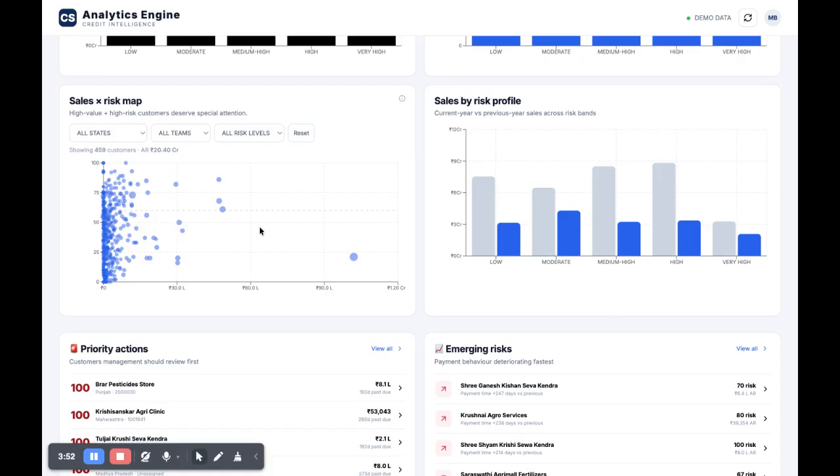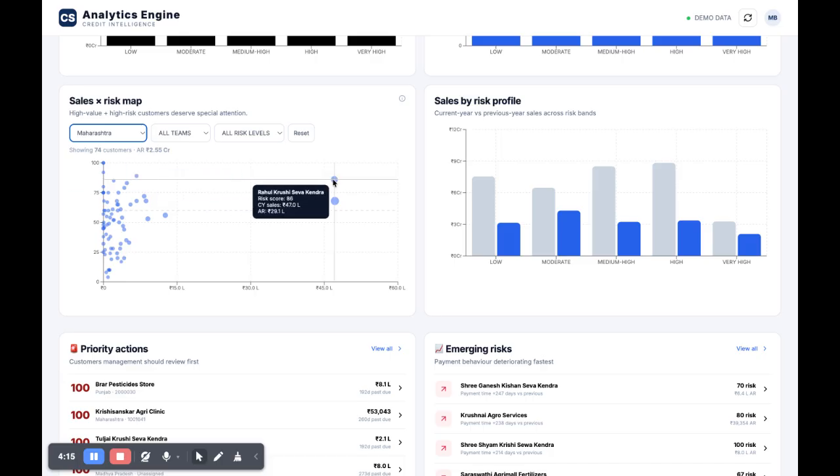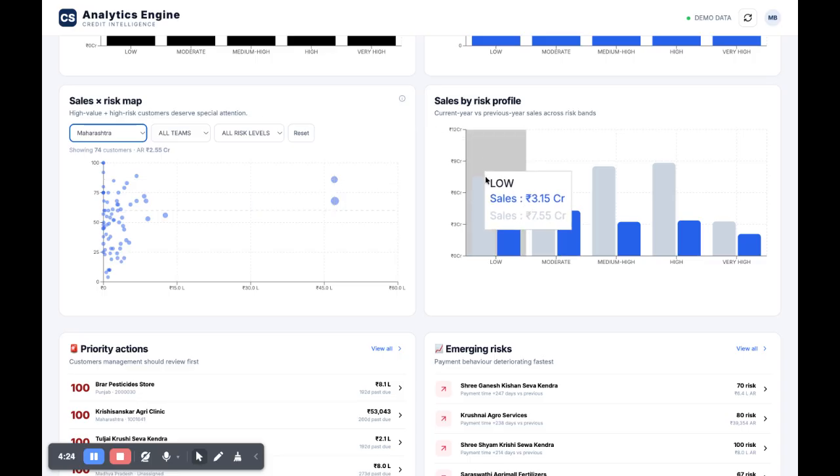So this shows you the sales versus risk map. Let's first narrow it down to a particular state so that we see it better. Here the horizontal axis is the amount due from that customer, and this is the risk score. So here the risk score is high and the amount is also quite high. After clicking here, we can directly reach the detailed data of that particular customer.